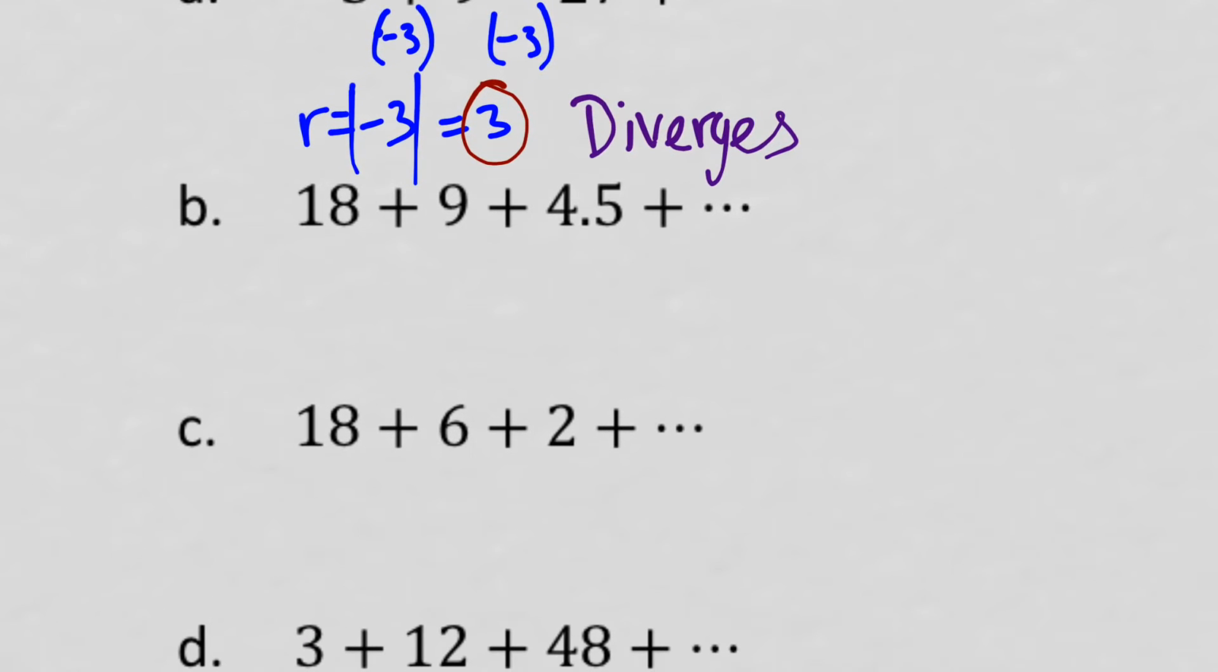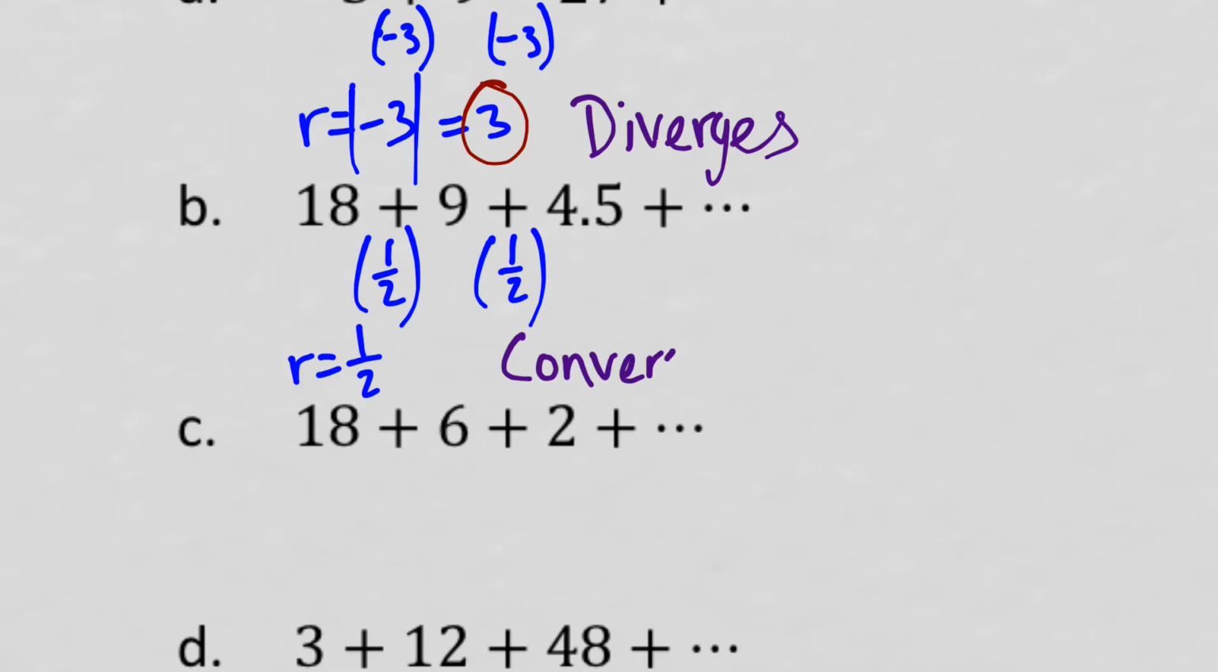18 plus 9 plus 4.5 plus... 18 plus 9, that looks like it's exactly half. So it looks like we're multiplying times 1/2. Times 1/2 gives you 9. Times 1/2 again gives you 4.5. So r is 1/2. That is a number that is smaller than 1. So this one will converge. It converges.